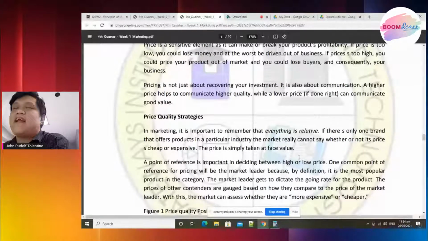A higher price helps to communicate higher quality. Yun. Kung bakit maraming matataas na presyo, kasi alam ng mga tao na mataas yung quality nito. Isa sa nagiging factor na mataas yung quality kapag bumibili kayo ng mga appliances, kasi kabibili na namin appliances na nakaraan. Lagi niyong iisipin dito, kayo consumer students, lagi niyong iisipin dito yung kanilang service, warranty service.